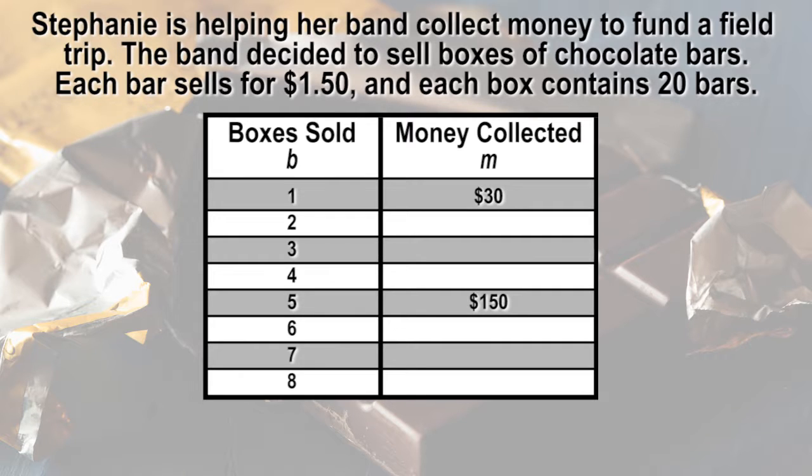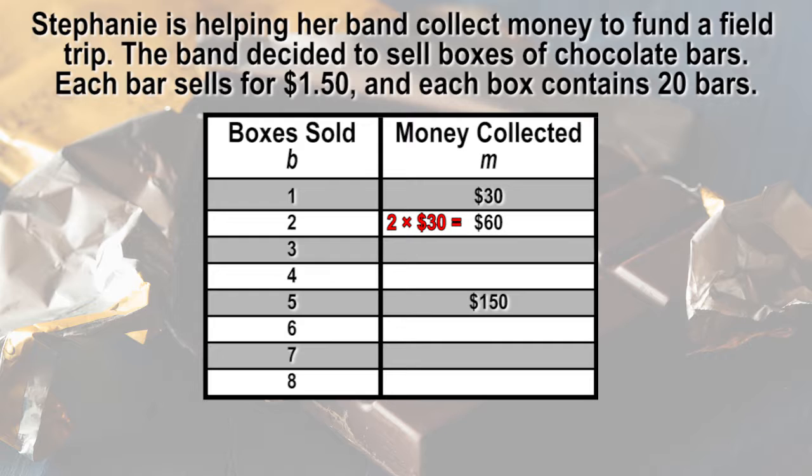Our problem said that each bar is $1.50, and each box contains 20 bars. $1.50 times 20 is $30. We see that in the second column for money collected, we have entered the $30. Let's complete the table. When the band has sold 2 boxes, we can determine that the money collected will be 2 times $30 to equal $60.